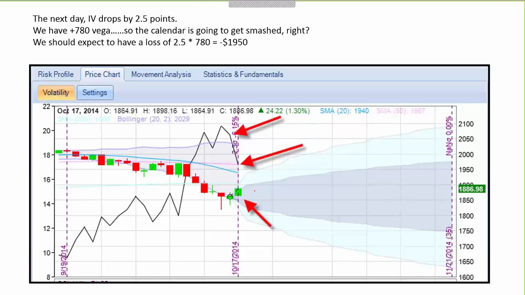All right. Prepare yourself for loss, because remember, we've got 780 Vega. We know IV drops by 2 points. Every software out there will tell you you are going to get smashed. You're going to lose 2 grand overnight, if that occurs. And our crystal ball tells us that will occur. Well, let's look at reality.